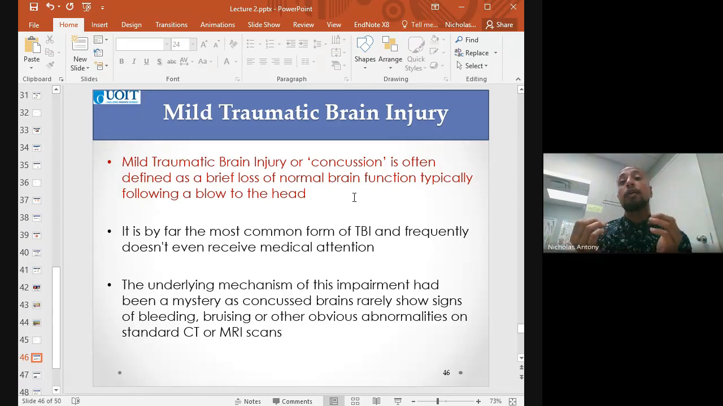Now the problem with concussions is that when we have a sickness, there's usually a test that you can create to determine whether or not someone has a disorder. Either you look at the virus, or the antibodies, or chemical markers. The problem with concussions is that there is no underlying imaging that proves or disproves that a concussion has happened. There's no bleeding, there's no bruising, there's no obvious abnormalities in a CT or MRI or in a blood test. So that's the problem with diagnosing concussions.